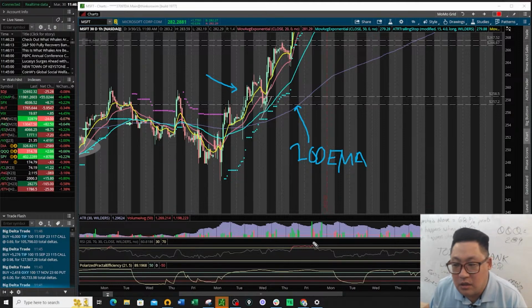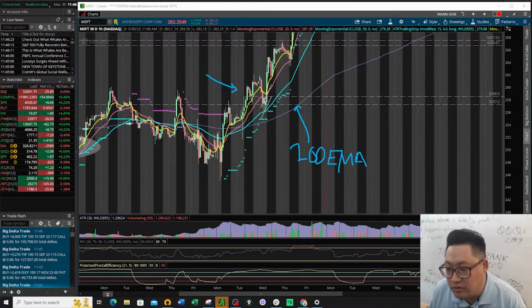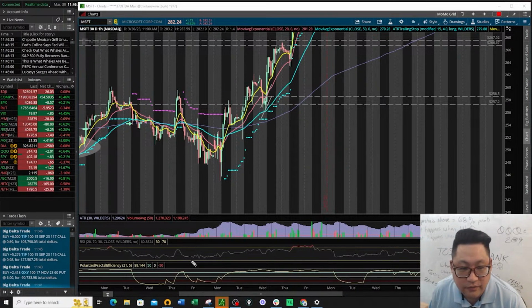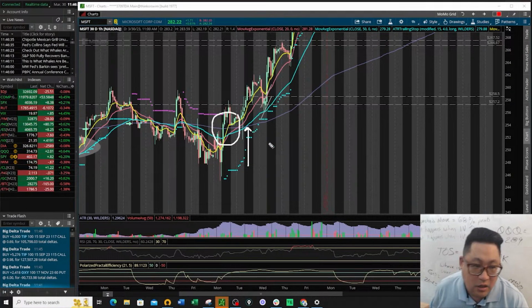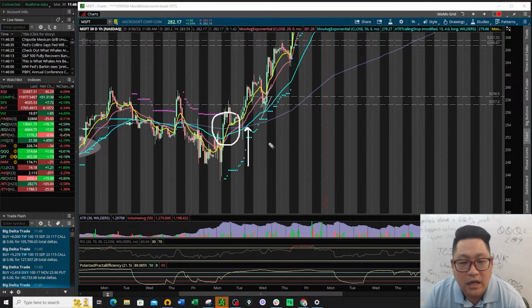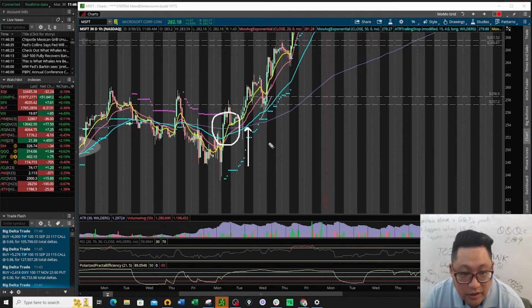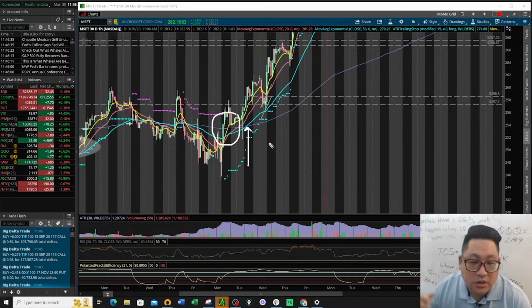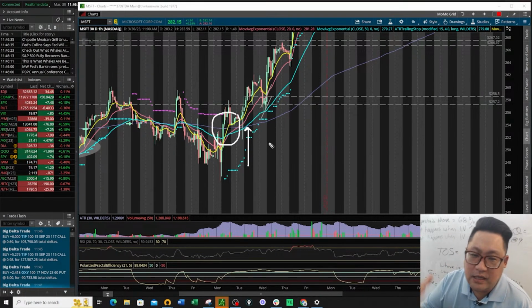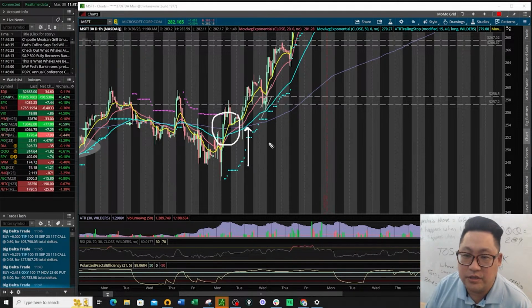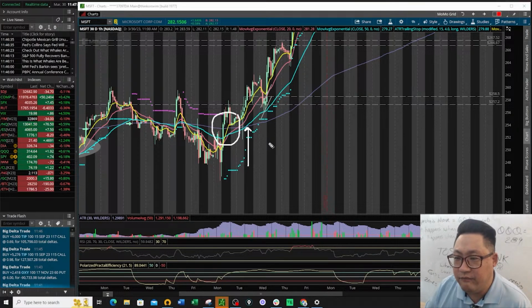So this is a moment that I want to point out that took place here in Microsoft. So we crossed up, but on top of that cross up, we also got above that 200 EMA. What did I just say? We said that it's an extremely key level where stocks can get very bullish above. So this is important. All the EMAs that I present here can act as support and resistance, but nothing will be very significant like the 200 EMA.